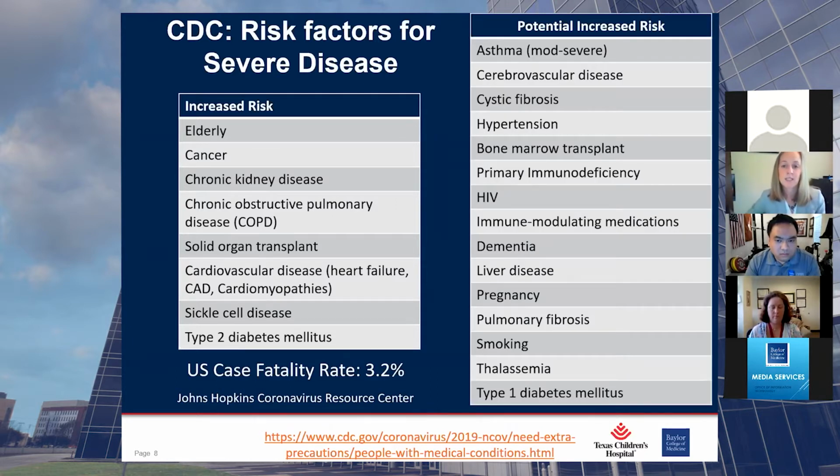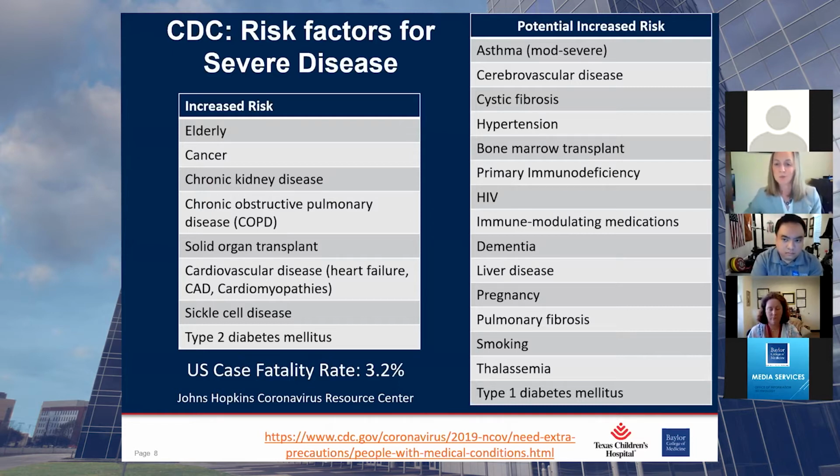However, more recently, the CDC has isolated additional potential risk factors, and you can see there's quite a bit more of the common diseases that we typically see, including asthma, high blood pressure or hypertension, dementia, pregnancy, underlying smoking. So this starts to include a lot more people in terms of who could potentially progress to more severe disease. And it is important to know these underlying risk factors as we start talking about children and teachers and staff going back to school.